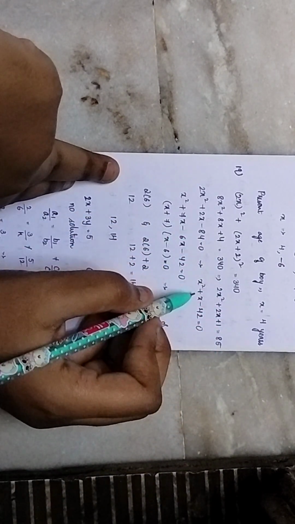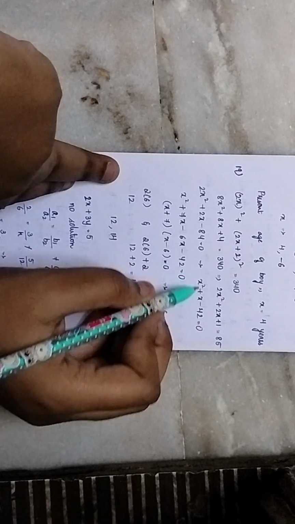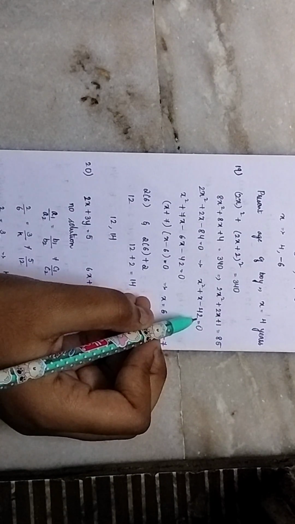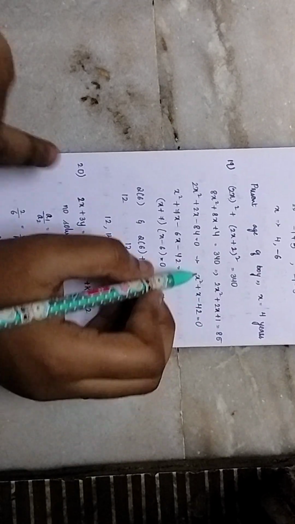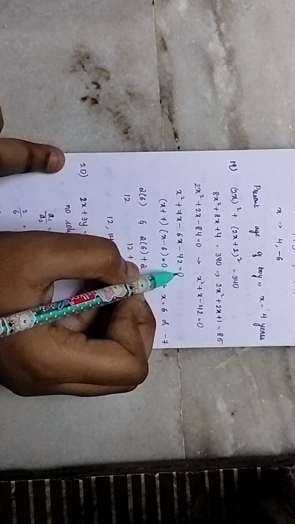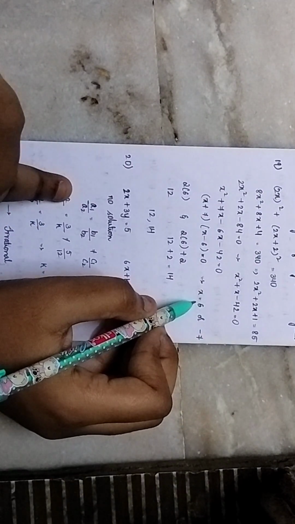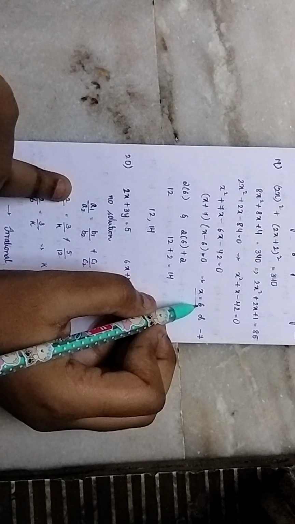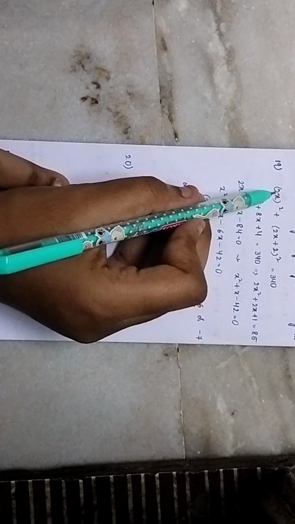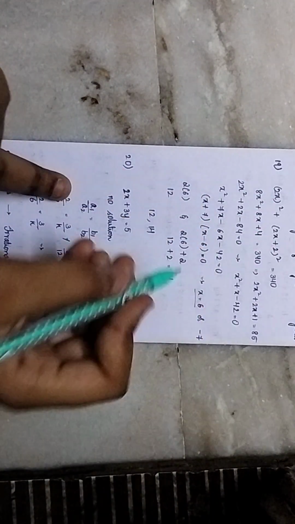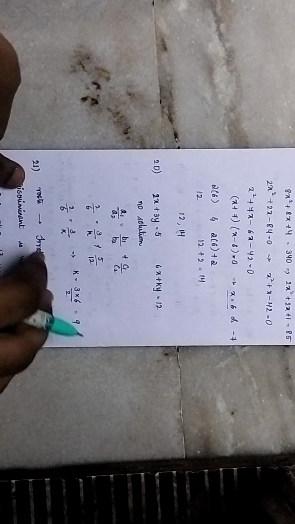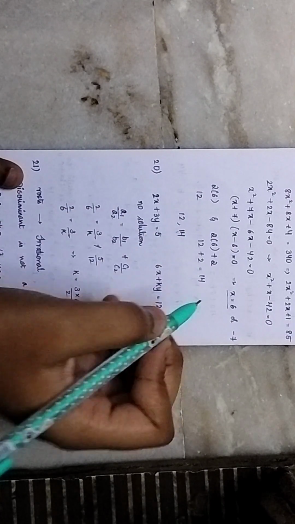By solving this, we get the quadratic equation x square plus x minus 42 equals 0. Expanding this, x square plus 7x minus 6x minus 42 equals 0. Then x equals 6 or minus 7. The value is x equals 6. Substituting x equals 6 in the values 2x and 2x plus 2, the values are 12 and 14. So the numbers are 12 and 14.